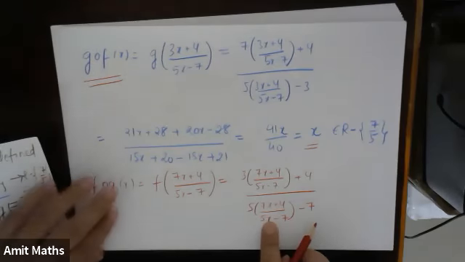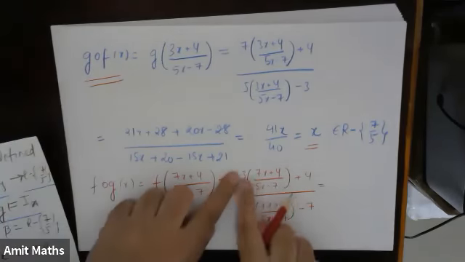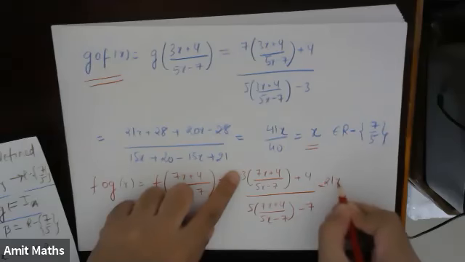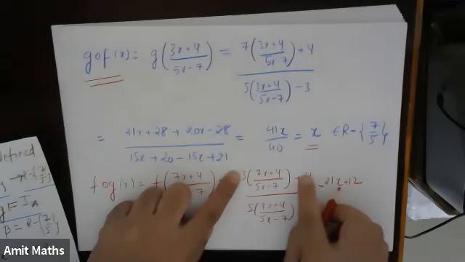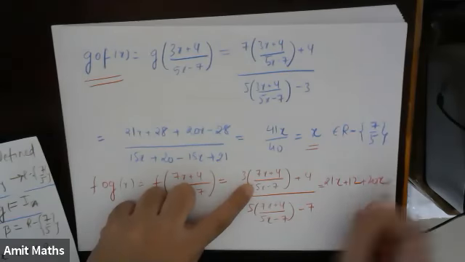So I'll again simplify this. Simplifying, 3 7s are 21x, 3 4s are 12, plus 4 5s are 20x, minus 4 7s are 28.